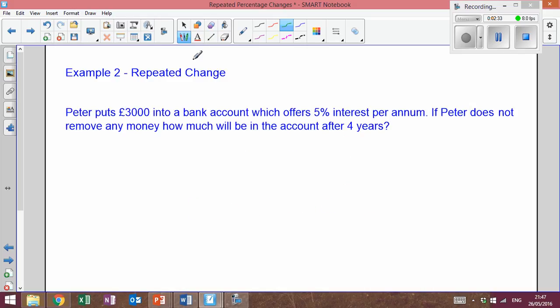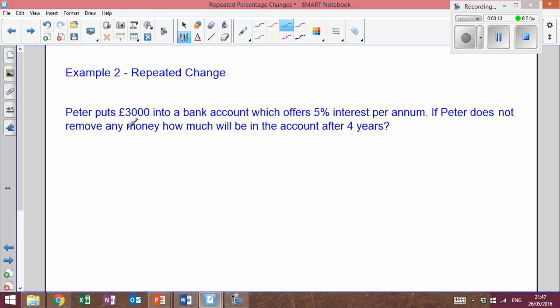Okay, so example 2, this is where we start talking about National 5 level percentage work. Peter puts £3,000 into a bank account which offers 5% interest. If Peter does not remove any money, how much will be in the account after 4 years? Now the reason this is a National 5 question is because after every year your total changes. To calculate this the long way you had before, you need to find 5%, add it on, get a total, find 5% of that new total, add it on, get a total, find 5% 4 times. And even for 4 years, that's going to be a lot of work.